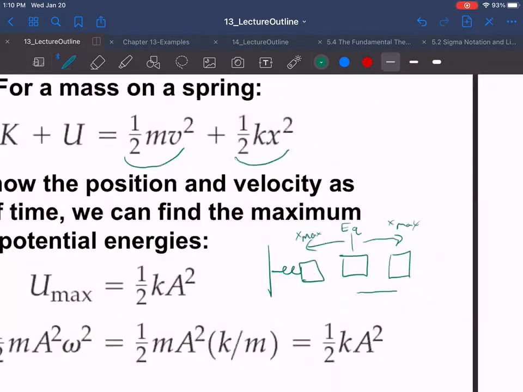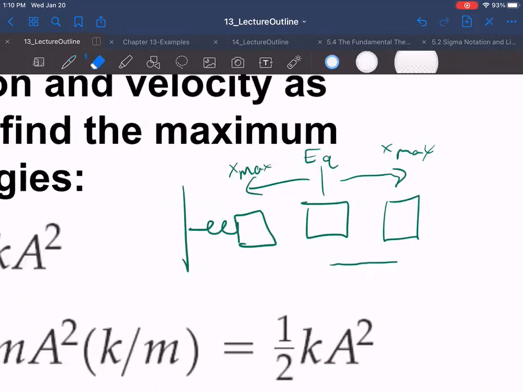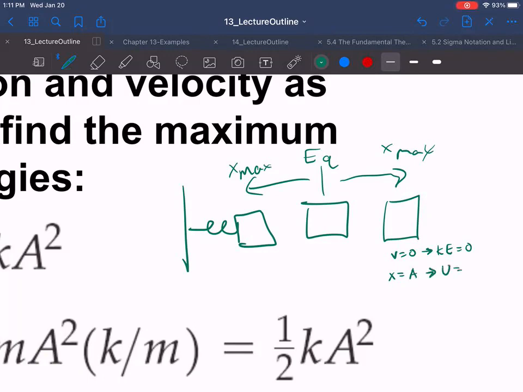So out here, let me zoom in. Out here at the maximum, we have velocity equals zero, which means kinetic energy equals zero. And therefore out here, we have our position equals the amplitude, and therefore our potential energy is equal to 1/2 kA squared. And the same thing is true over on the other side.